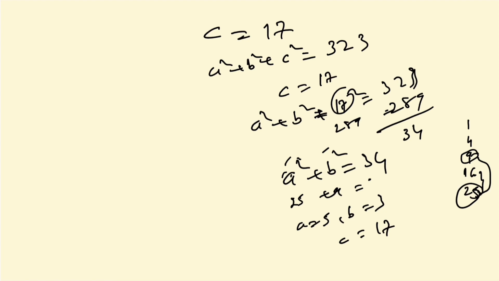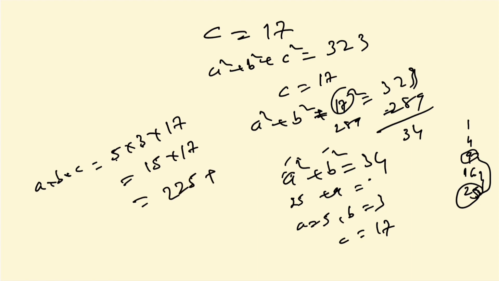And the question asks for the product of these numbers, that is a into b into c, which is equal to 5 into 3 into 17. So 5 into 3 is 15, into 17, which is equal to 225 plus 30, which is equal to 255. This is the final answer. And the answer is not given correctly in the options, so don't search in the options. So the answer here is 255.